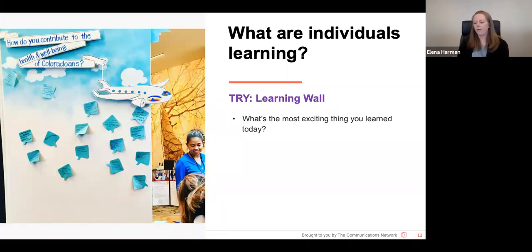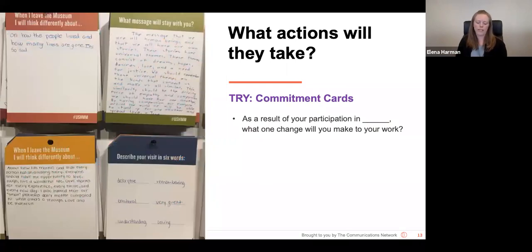Next thing we hear a lot from event organizers is that they want to understand what actions participants will take as they're leaving events. Because these events and conferences are rarely just an opportunity to learn. Planners want people to do something differently. And so one of my favorite approaches for these real-time feedback things is something called a commitment card, where you're asking people very specifically what they will do as a result of this event.